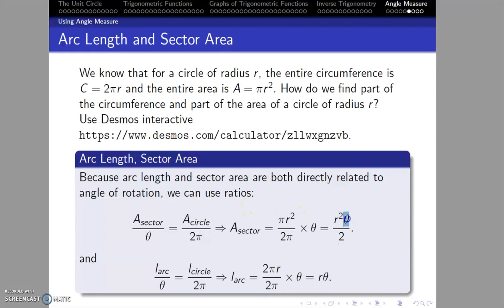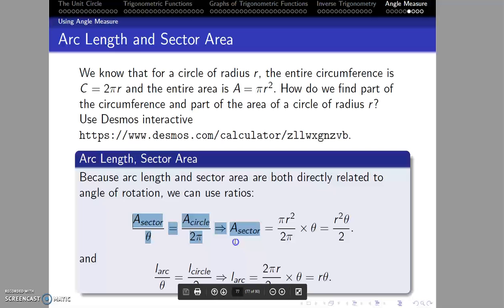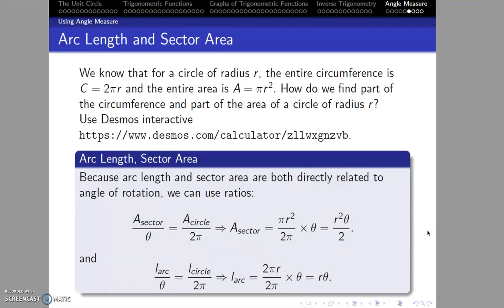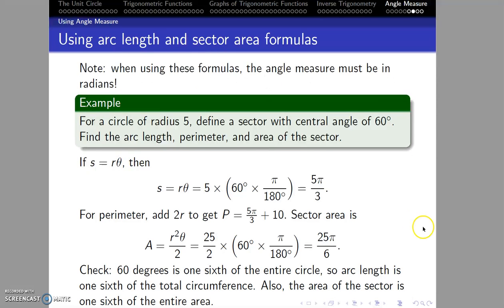Therefore, radians have to be used for finding sector area and arc length. Which kind of makes sense again because we are looking at ratios, and radians are defined in the context of that. So to do one right quick, suppose I had a circle of radius 5, I need a sector with a central angle of 60 degrees, and I need to find what the arc length is, and just for fun, what the perimeter is, and the area of that sector.